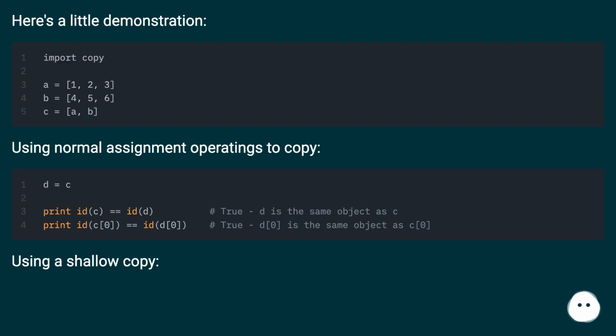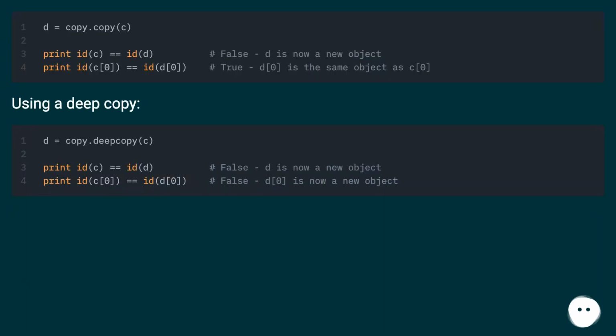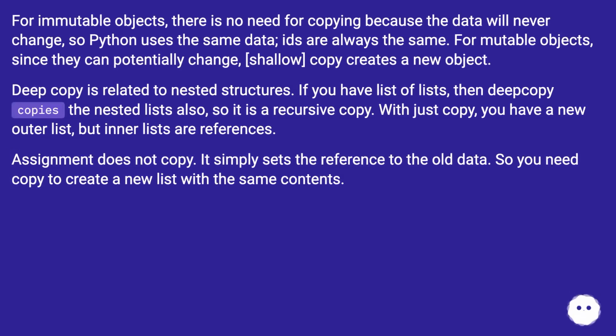Here's a little demonstration. Using normal assignment operations to copy. Using a shallow copy. Using a deep copy. For immutable objects, there is no need for copying because the data will never change, so Python uses the same data, IDs are always the same.